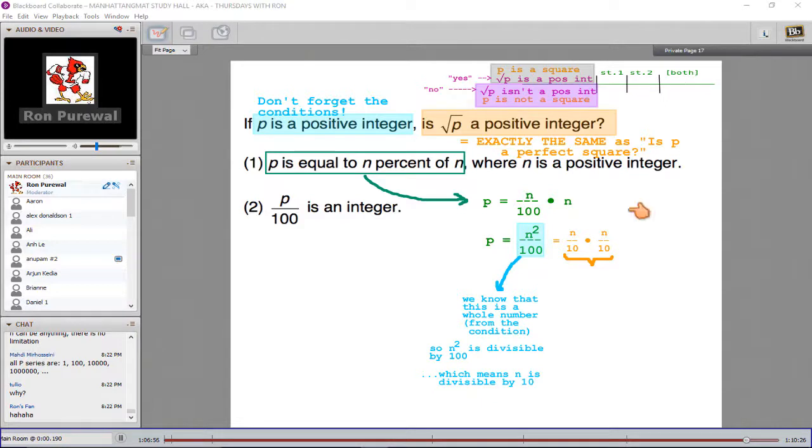So actually, these are integers. Like n over 10 actually has to be an integer, otherwise P would not work out to be an integer. If you try something like n is 1, you'll see why this doesn't work, right? If you take 1% of 1, that ends up being a decimal. So 100P is n squared, the same as what we have here. If rephrasing it like that helps you, then by all means. So yeah, n is divisible by 10.